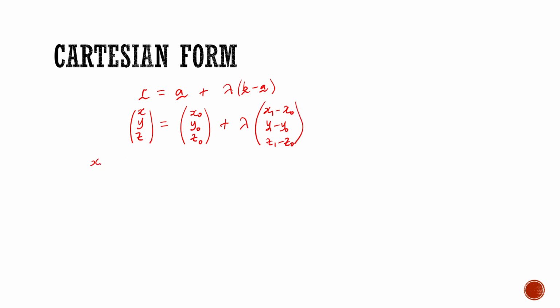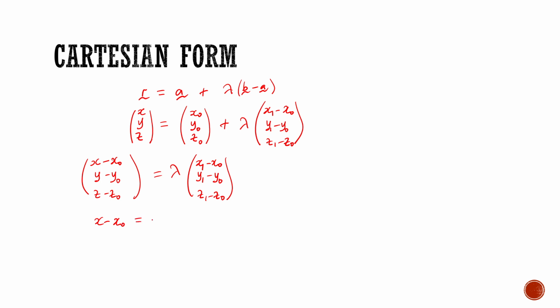Now if we take the position vector of a to the left, we'll have (x minus x naught, y minus y naught, z minus z naught) being equal to lambda times the direction vector, which is (x1 minus x naught, y1 minus y naught, z1 minus z naught). Now if we break this down into three different equations, we'll have x minus x naught equal to lambda times (x1 minus x naught), y minus y naught is equal to lambda times (y1 minus y naught), and the same thing for z.